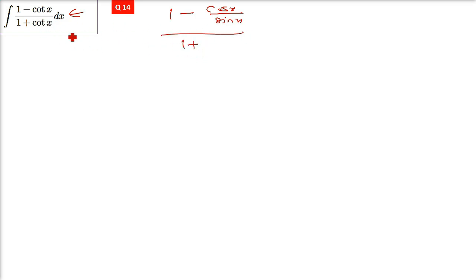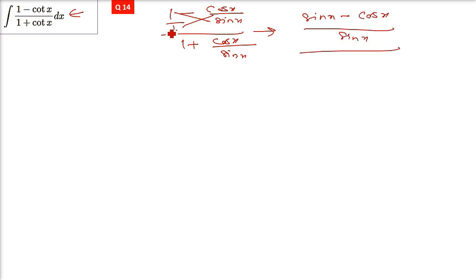So (1 minus cos x) by sin x. The denominator becomes (1 plus cos x) by sin x. Okay, so just take the denominator, the LCM, as sin x. So sin x goes here, cos x goes here, sin x remains in the denominator. Now coming to the actual denominator, sin x plus cos x divided by sin x, so this sin x gets cancelled. So you have sin x minus cos x divided by sin x plus cos x.